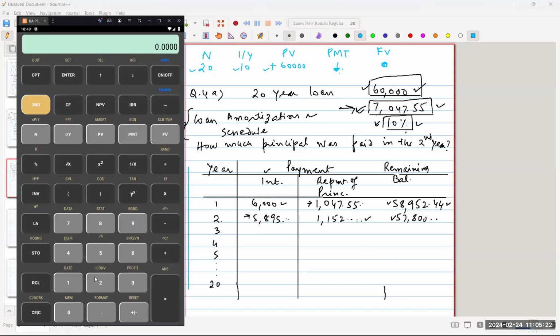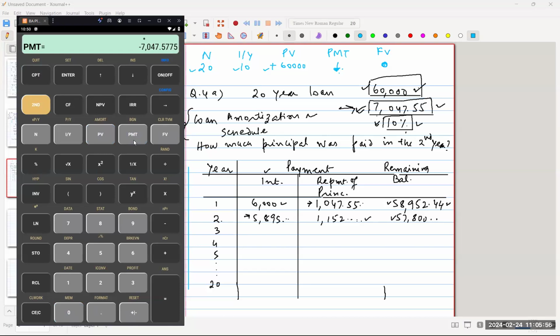So I'm saying here 20 is my N, 10 is the interest per year, $60,000 is my present value. Future value is 0, so I'll just leave that out and I'll say compute payment, which gives me this figure, $7,047 and about 57 cents.